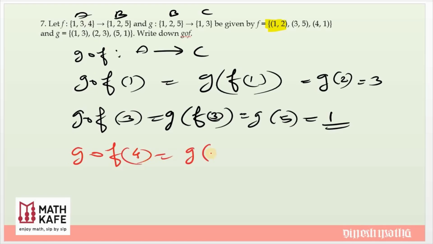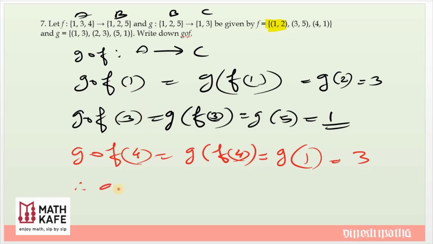Now the last element of set A, it is g of f of 4. So it is g of f of 4, that's equal to g of 1, since 4 maps to 1. And 1 maps to what? 3. So do we have to find any other element? No. Why? Because in set A we have only 3 elements which are 1, 3 and 4.